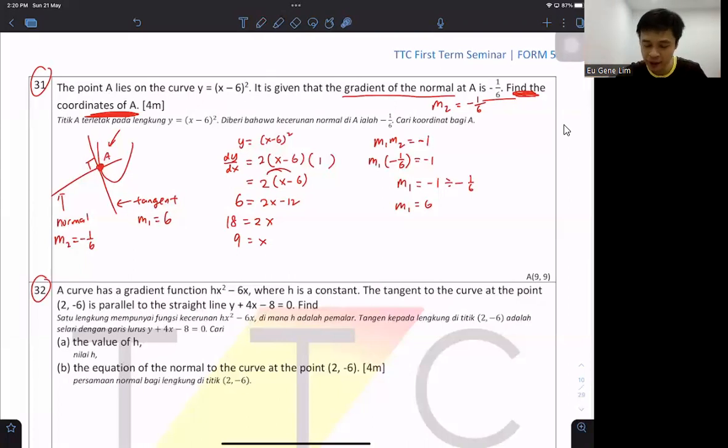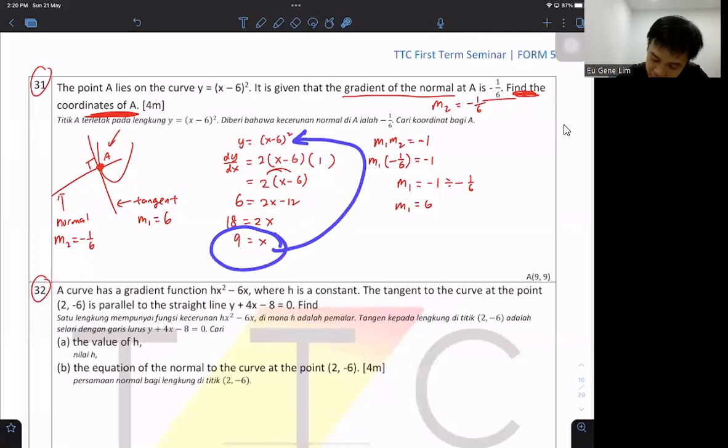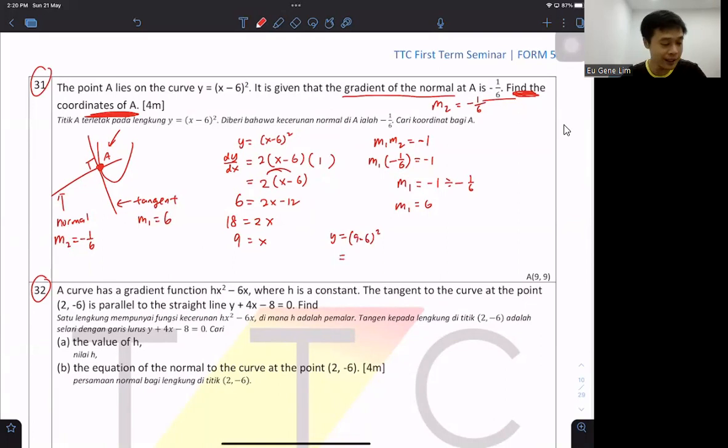Because coordinate, right? So how to find the y? Sub the x back to the curve equation, okay? So very simple. Y equals 9 minus 6 squared. Then you just press calculator, 9 minus 6 squared, which is 9. So point A is 9. Understand?